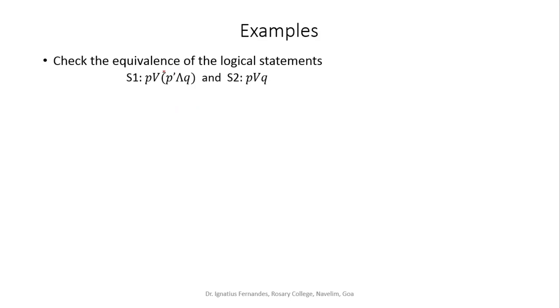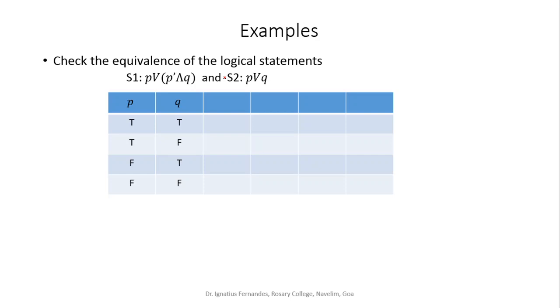So if I want to check the equivalence of logical statements, what I did earlier was I wrote down a truth table for this, and I wrote down a truth table for the second statement as well, and then I compared. Now not necessarily every time do you have to draw separate truth tables for the statements you're talking about. You can write down all the truth values in the same table itself.